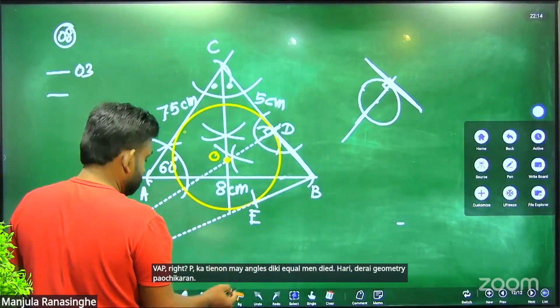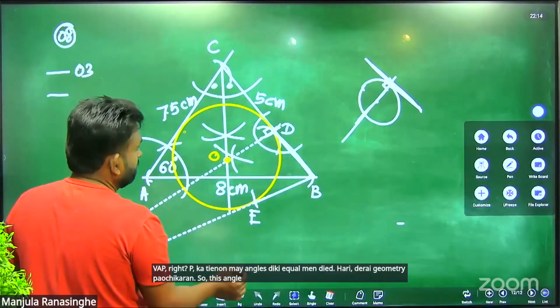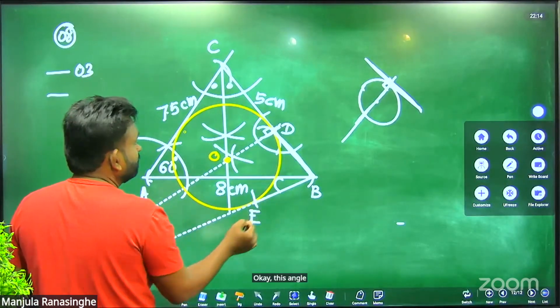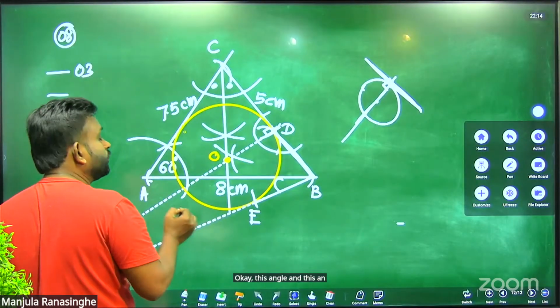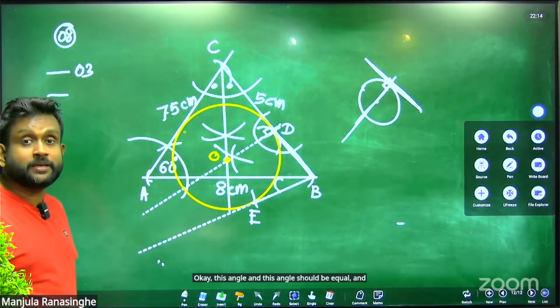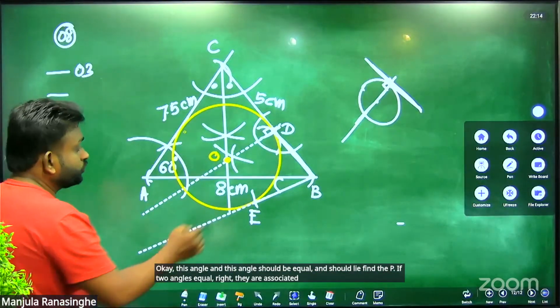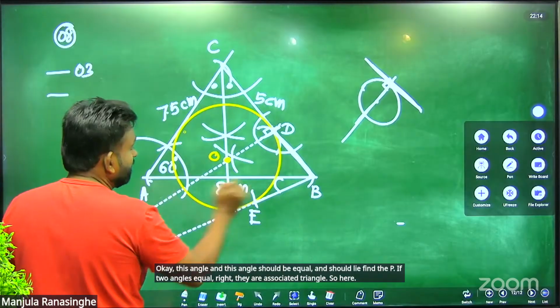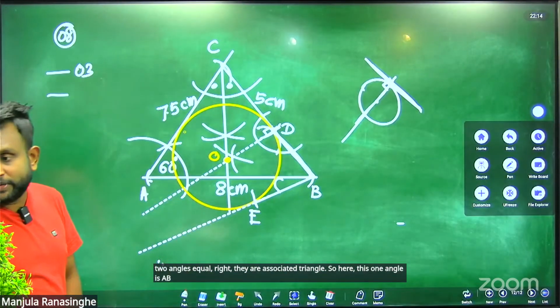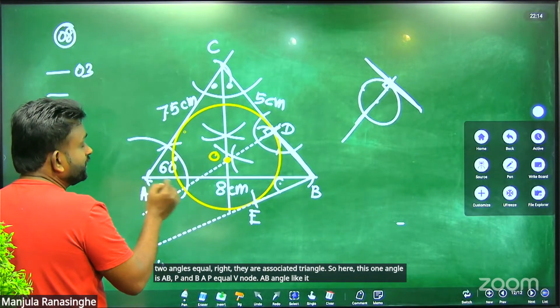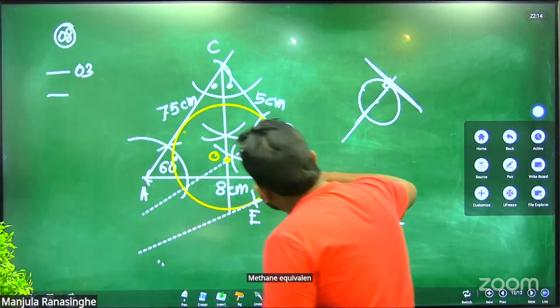This angle and this angle should be equal, and we need to find P. If two angles are equal, then it is an isosceles triangle. So here angle ABP and angle BAP should be equal, with angle ABE. How do you do it? You make a copy of this angle.